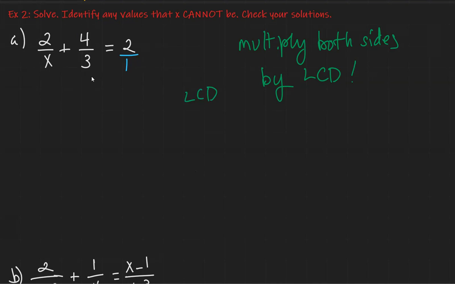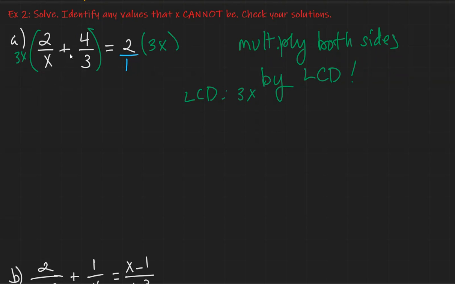Okay, well, if you take a look, it's either x, 3, or 1. We don't really care about the 1, so it's just between x and 3. X and 3 have nothing in common, so our least common denominator is just gonna be 3x. Okay, so let's go ahead and just multiply both sides by 3x. So multiply this side by 3x, multiply this side by 3x. All right, what does that mean?